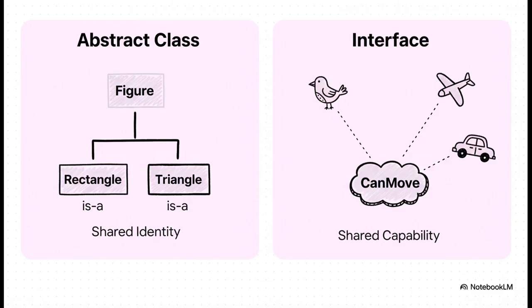Use an abstract class when your classes have a shared identity, when they have an is-a relationship. A rectangle is a figure. A triangle is a figure. They are closely related, and you probably want to share some code or some fields between them.